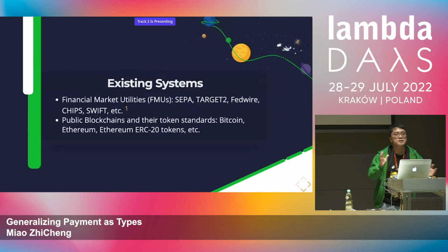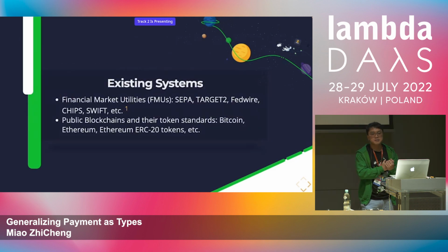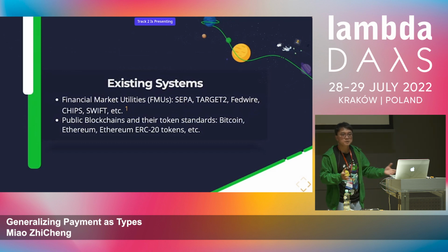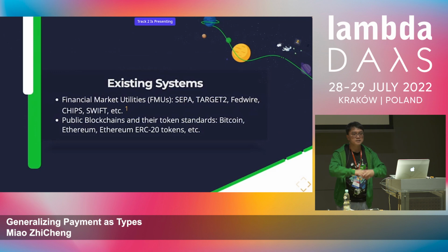Okay, so that's a lot of new concepts. How do existing systems cope with all these payment requests? Well, the short answer is they don't. So there are financial market utilities, the FMUs, things like SEPA. While we live in Europe, we know the SEPA system. It's almost instant: you can send, and a few seconds later your counterparty receives it, but it has to be in euro.